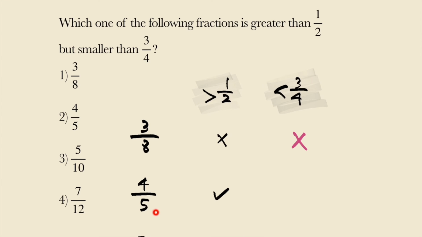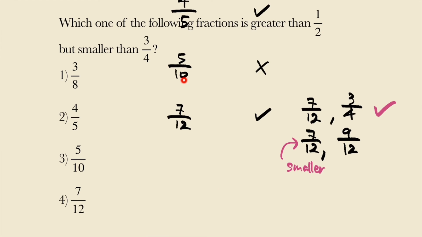Next, what's half of 5 units? It's 2.5, isn't it? This is way larger than half. So this satisfies the first requirement, 4 over 5. What's half of 10? 5, isn't it? But I want greater than half. This is exactly half, so it fails the first requirement. This is exactly half, so it's not greater than half. Next, what's half of 6? Half of 12, that's 6, right? So this passes the first requirement. It is larger than half.